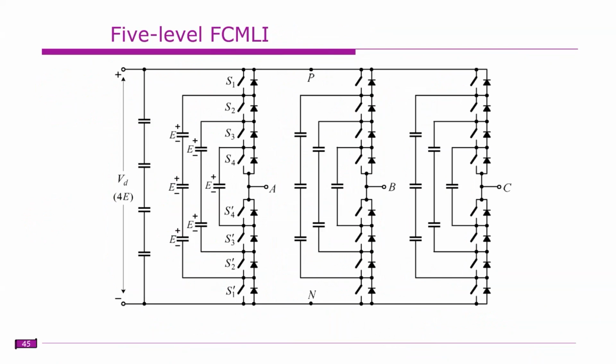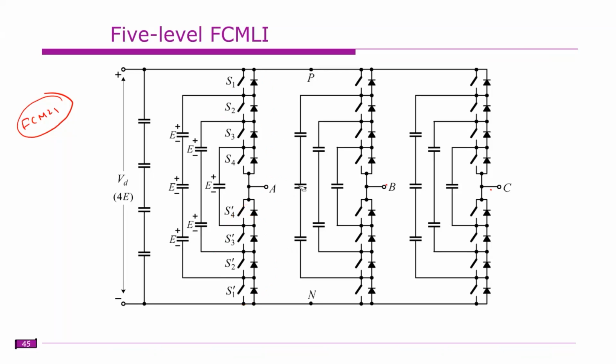Next we'll move to the flying capacitor multi-level inverter. This is the structure of a 5-level flying capacitor multi-level inverter. It looks like a diode clamp. Here also, for 5-level, 4 upper devices are required and 4 bottom devices. You have A phase here, similarly B phase, C phase.